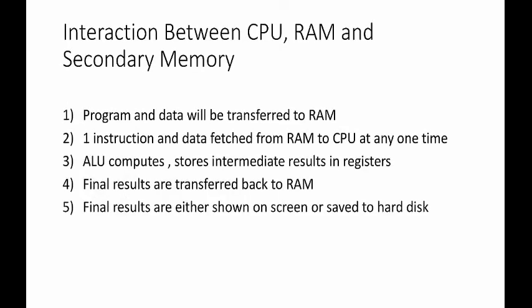So the interaction between your CPU, RAM, and your secondary memory. So during the start, the program and data will be transferred to RAM. One instruction and data is fetched from the RAM to the CPU at any one time. The ALU computes, stores intermediate results in registers. Final results are then transferred back to the RAM. So these final results are either shown on screen or saved to hard disk, which is used later.